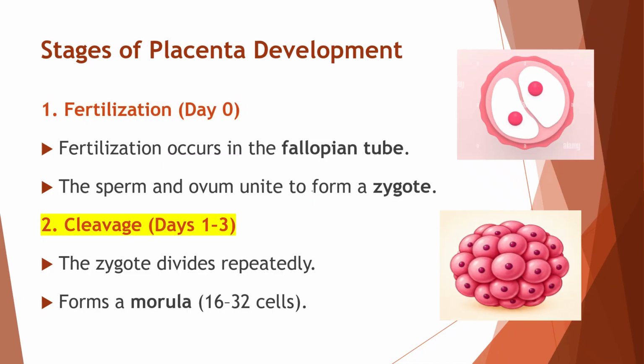The second stage is cleavage, which occurs from day 1 to day 3. During this stage, the zygote begins to divide repeatedly. These divisions increase the number of cells, but the overall size remains the same. By the end of the stage, the embryo forms a solid ball of about 16 to 32 cells called the morula. So remember, fertilization forms the zygote and cleavage changes the zygote into a morula through repeated cell division.